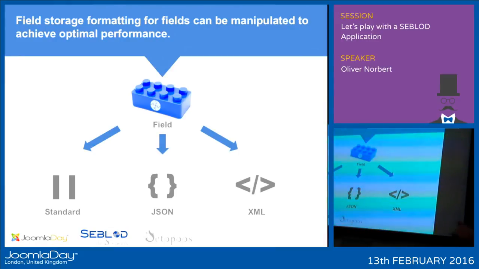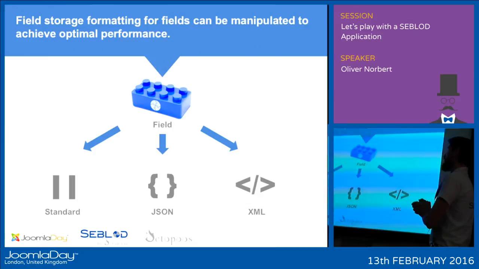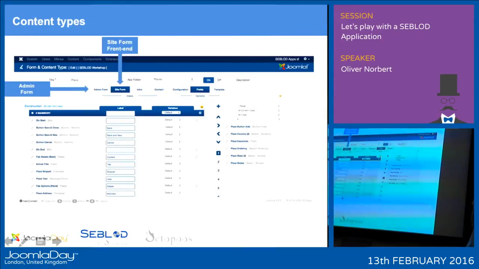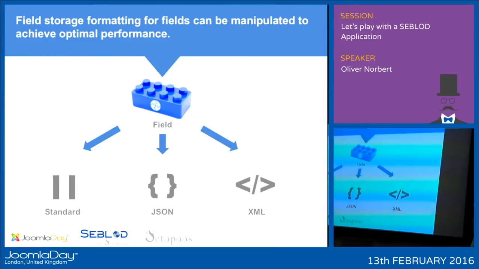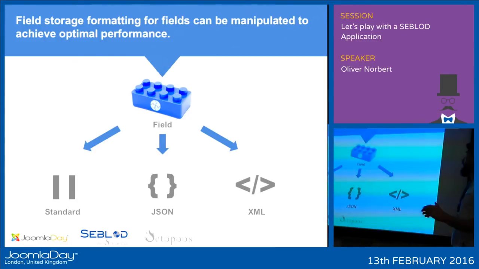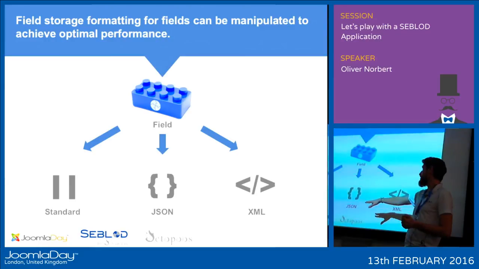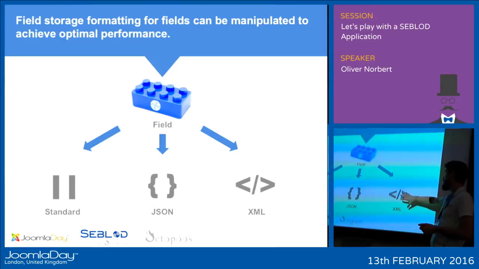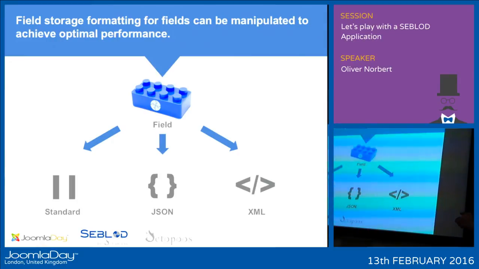Just a quick presentation on how you can store the value of a field. For now, we have three storage types that you can use. The standard one: you have a text field, so you have a name, and it's stored in the database as text, so really basic. You can use JSON format, like the parameters you have for an article or for a category. So you can store your value as a JSON value, or you can also store it in XML format, depending on what you have to do with it after.